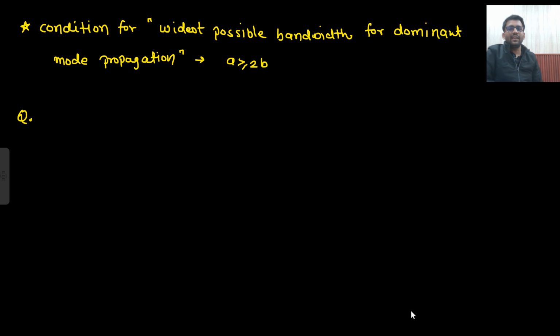Okay, we will see that. Condition for widest possible bandwidth for dominant mode propagation. That is, A should be greater than or equal to 2B. So in one liner, these kind of questions can be asked: if you need widest possible bandwidth for dominant mode propagation, or for single mode propagation, then A should be greater than 2B. So this kind of a fact can be asked in the examination.